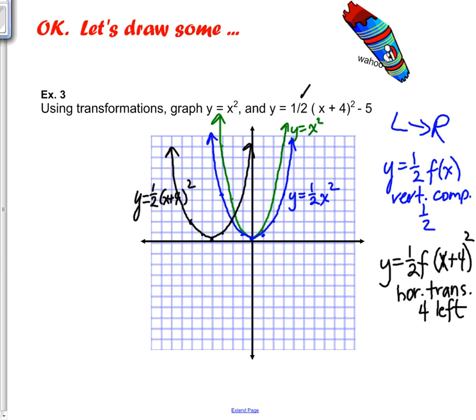Lastly, the last transformation we have is negative 5. So I'm doing my last one now. Y equals a half, x plus 4 squared, take away 5. I am moving everything down 5. Take my black function. Every point is moved down 5. 1, 2, 3, 4, 5.